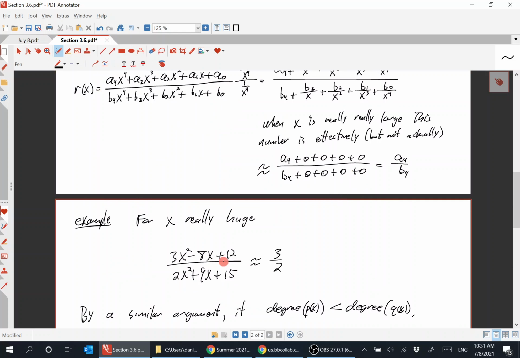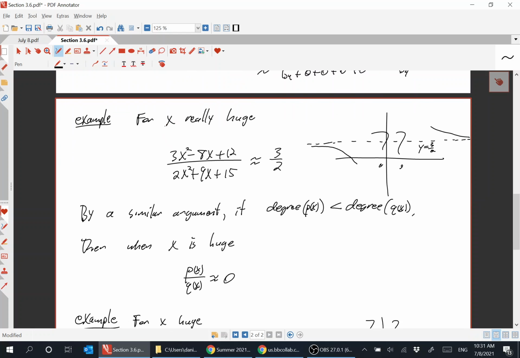Here, the graph of this function is doing whatever for small numbers, but then after a while, this is the line y equals 3/2. The function is just hugging the horizontal line y equals 3/2, like that. So these are called horizontal asymptotes. And then you also have, for rational functions, vertical asymptotes.